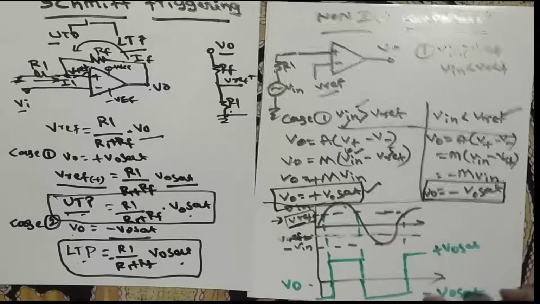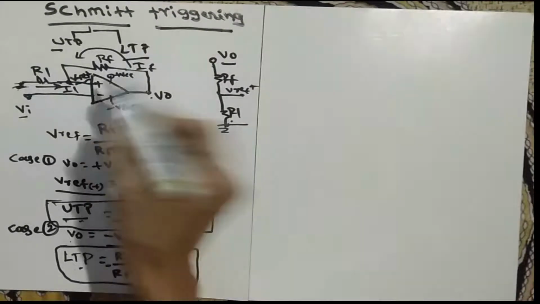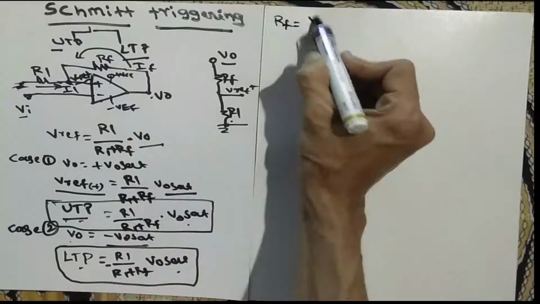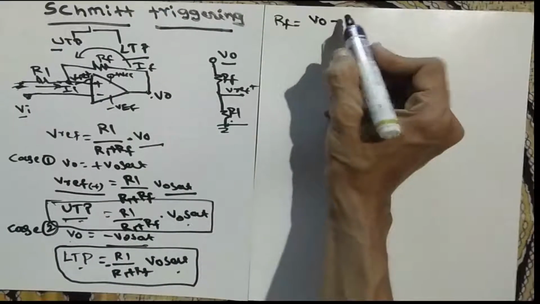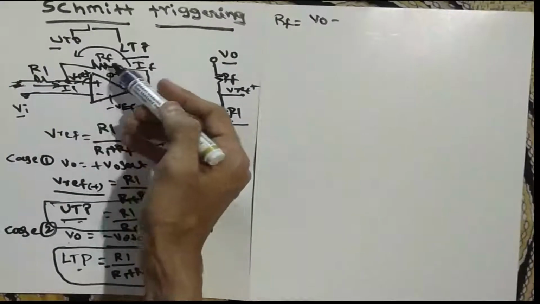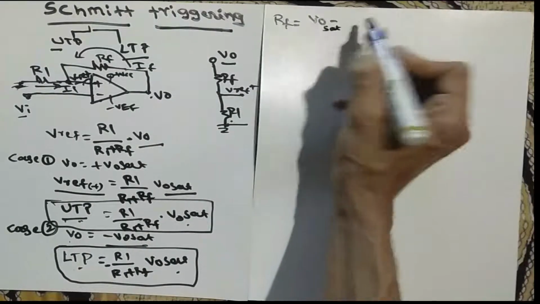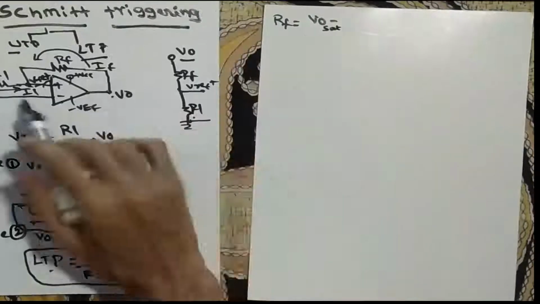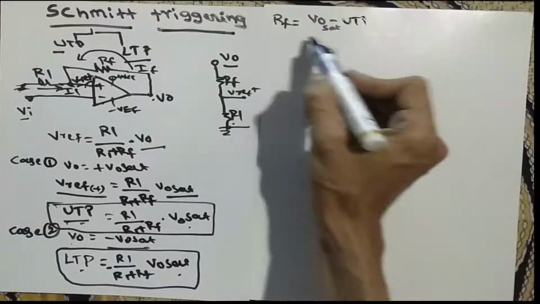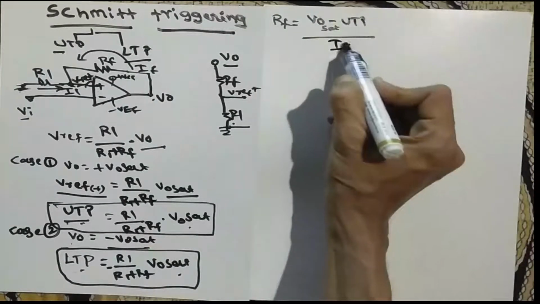Now in this part we can also design RF and R1. What is the formula for RF? RF is nothing but V0 on one side minus the V reference. Here we can take either V reference 1 or 2. Usually resistances are positive, so we will go with V0 saturation taken as positive, and this V reference we call UTP. Then RF is V0 saturation minus UTP, divided by the current, which we call IR.